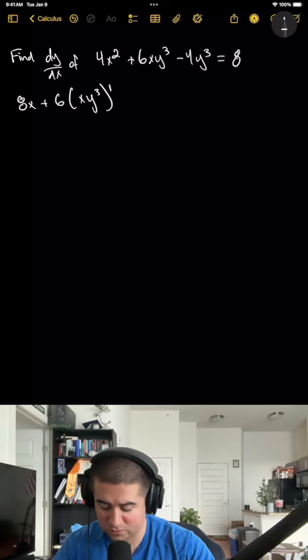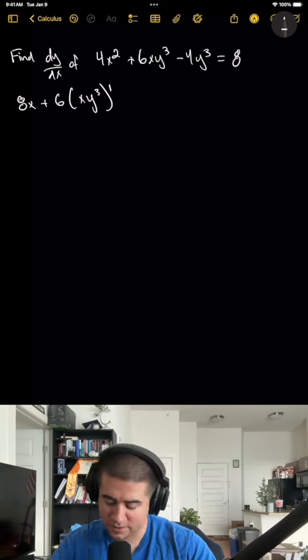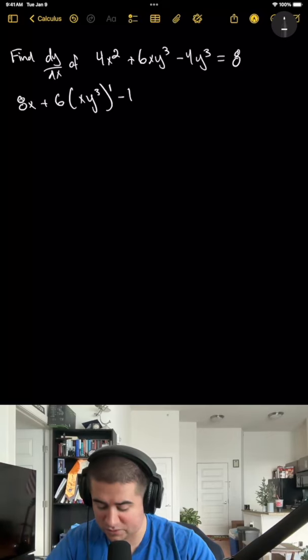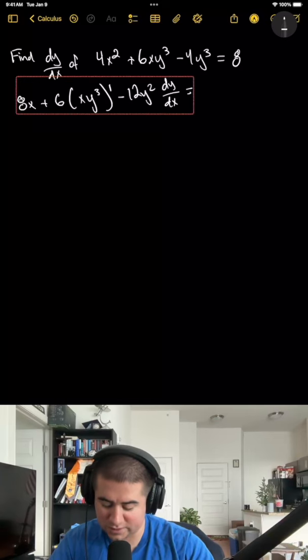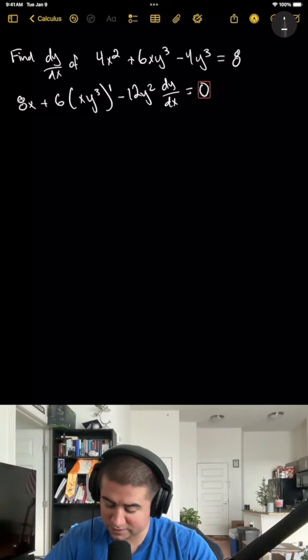So this is just y. So we're going to take the derivative as if it were any variable. And that's going to be minus 12y squared, right? But because it was y itself, we have to multiply by dy/dx. And then obviously the derivative of 8 is just 0. Okay, so now let's go ahead and use product rule for the parentheses here and then the distributive property.